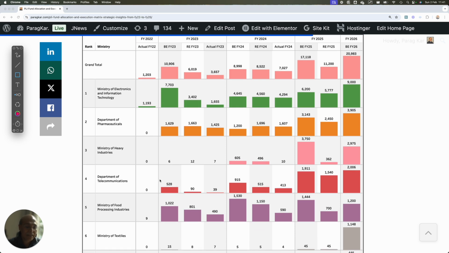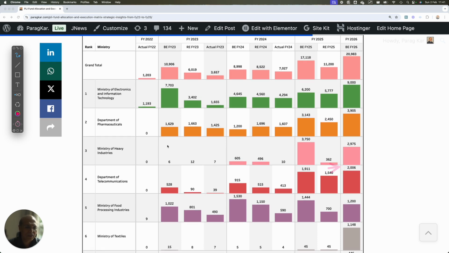Department of Telecommunication, initial projections were very low, and then slowly we are ramping this up, right? You see that we are ramping this up, and the projection as far as FY25 was roughly 2,000 crores, but we are going to meet around 1,500 to 1,600 crores, and that's why the revised estimate has been changed to 1,540 crores, and the next year it is roughly around 2,000 crores.